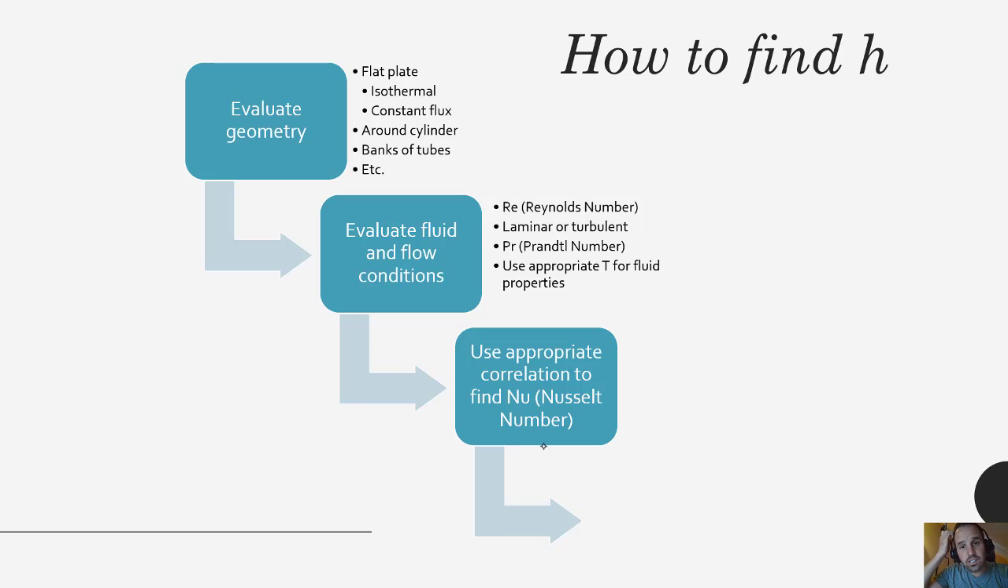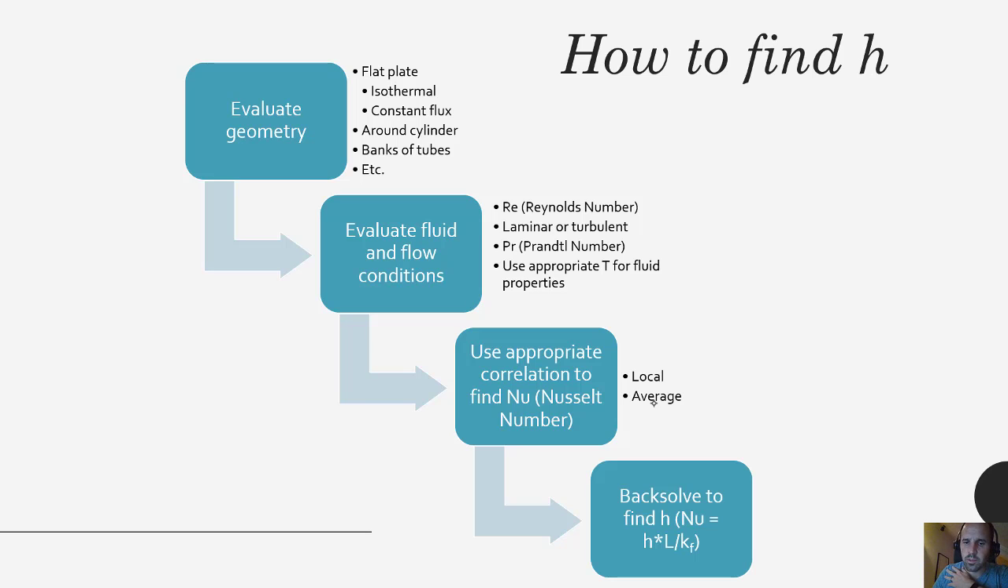So you want the correlations to be generally applicable to a lot of different fluids. Rather than doing experiments or solving analytical equations to find h for a specific scenario, you can generally lump parameters together and find the Nusselt number, and then using the Nusselt number you can back calculate to find h. Because the Nusselt number is a dimensionless heat transfer coefficient, it can also be a local heat transfer coefficient or an average heat transfer coefficient. We'll get into more about that soon and have more examples.